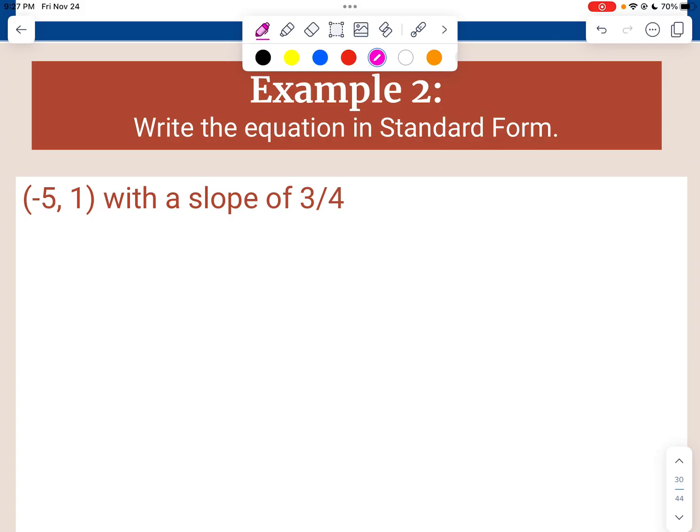Example 2. We want to write the equation in standard form. We can't write it directly into standard form, but we can write an equation and then convert it to standard form. So that's what we're going to do. We have a point, we have a slope. I'm going to label that point and the slope, and I'm going to use point-slope form. y minus, my y1 coordinate is 1, equals slope 3/4 times x minus, my x1 coordinate is a -5. I get a double negative, so this becomes positive.